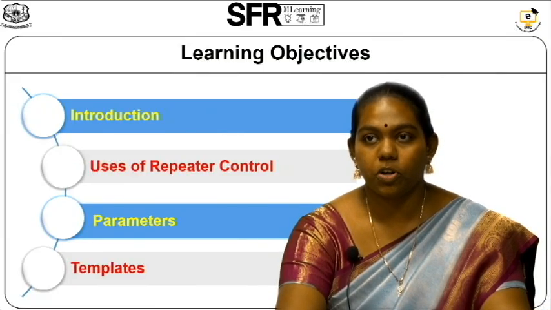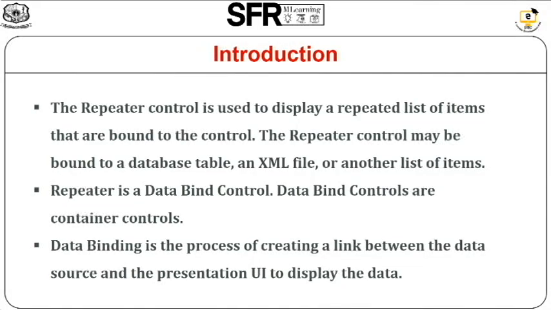Introduction. The repeater control is used to display a repeated list of items that are bound to the control. That is, one control will be repeated again using the same variables that are used before. The repeater control may be bound to a database table, an XML file or another list of items. Repeater is a data bind control. Data bind controls are container controls.